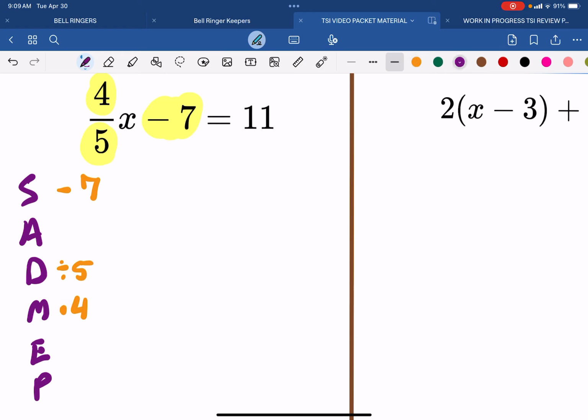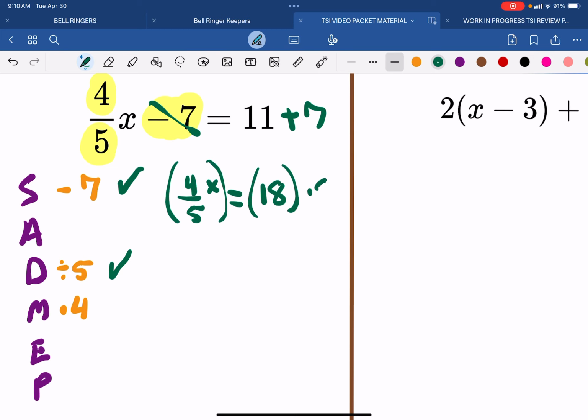What's the opposite of subtraction? It's addition. So 11 plus 7 is 18, which equals 4 over 5x. Now, what's the opposite of division? Multiply. So I'm going to multiply 18 by 5. Let me put it this way. We should already know that when we do the inverse, it cancels. So 4x is equal to 18 times 5, which is 90.